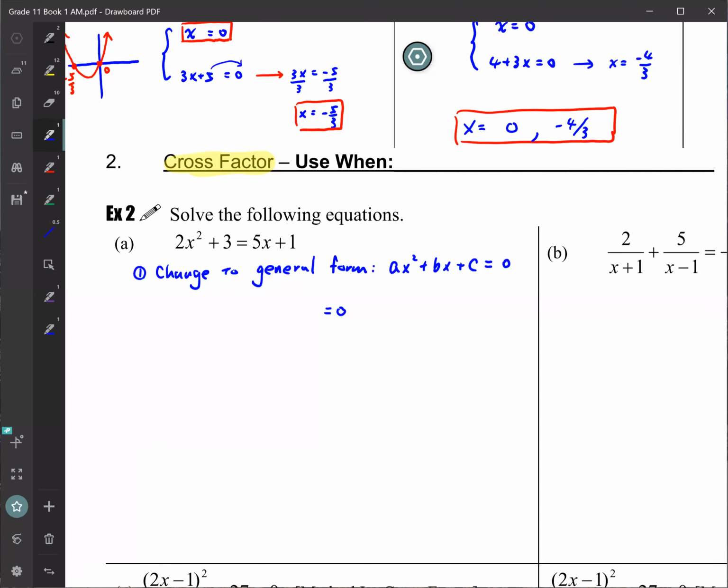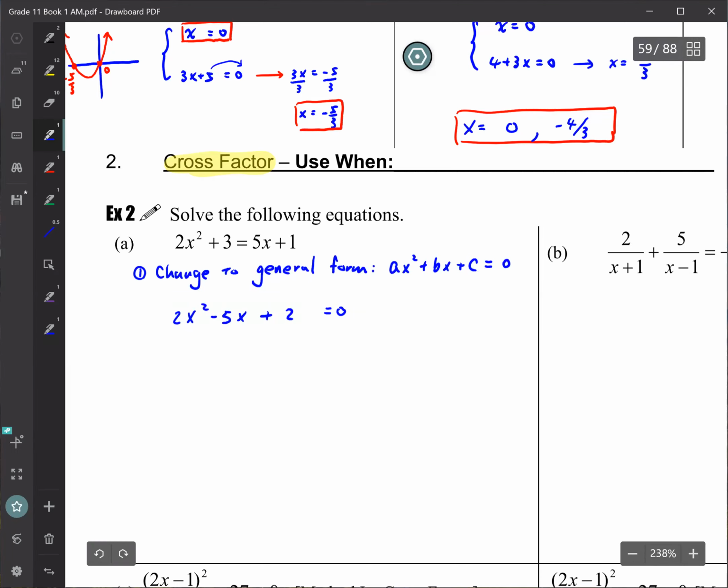So Colin, what do you have on the left side? I'm not done yet, let me know when you've got the left side. Two x squared minus 5x plus 2. Yep, very good, equals 0.